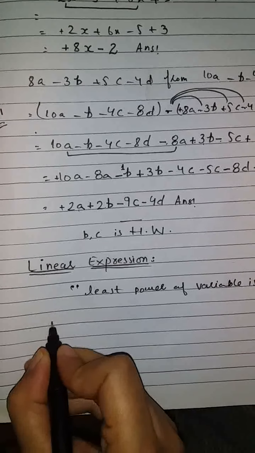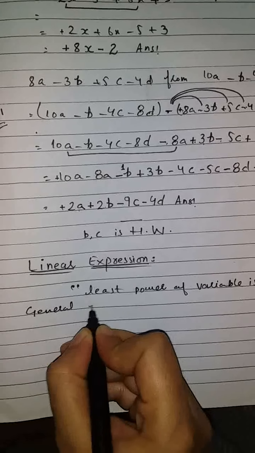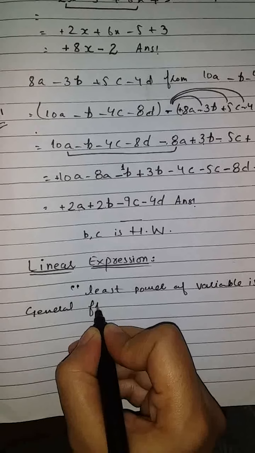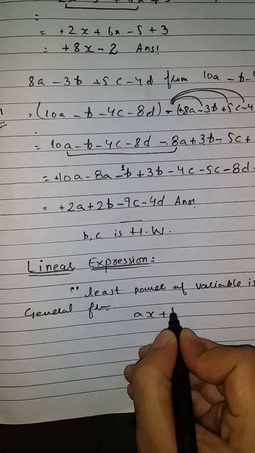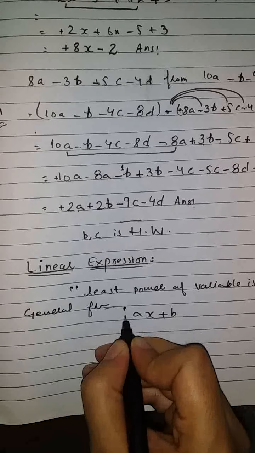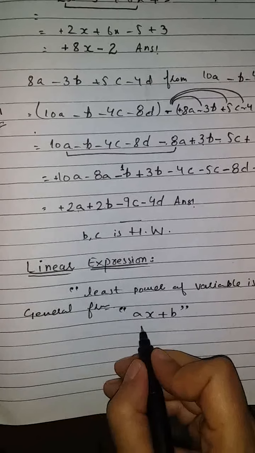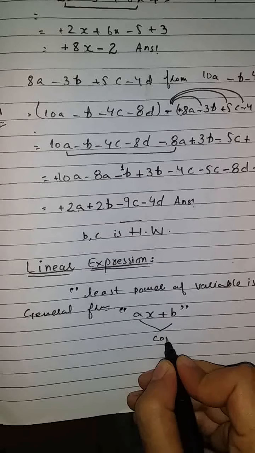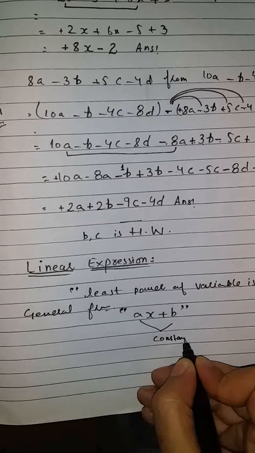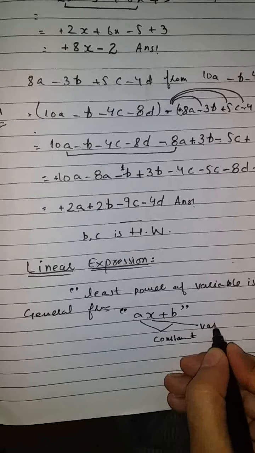What is the general form of a linear expression? ax plus b is the general form of a linear expression, where a and b are constants and x is the variable.